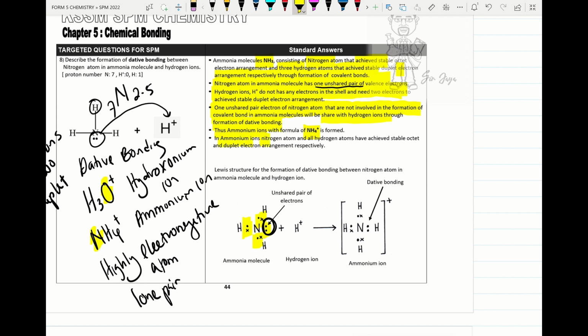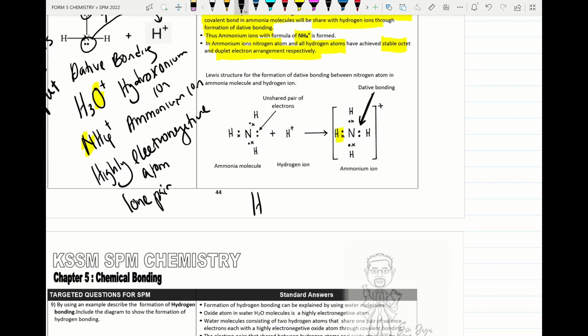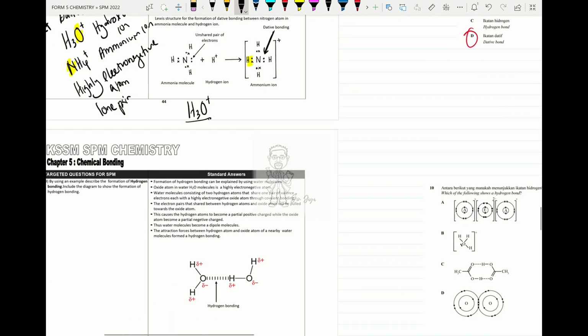In ammonium ion, nitrogen atom and all the four hydrogen atoms have achieved stable octet and duplet electron arrangement respectively. And the Lewis structure that we have to draw to prove the formation of dative bonding is here. All right, so where is the dative bonding? So we specify the formation of dative bonding here. Try to practice on hydroxonium ion also. All right, so we move on to the next part.